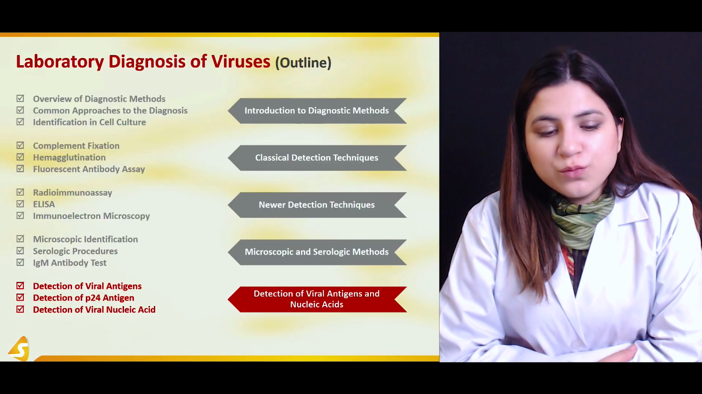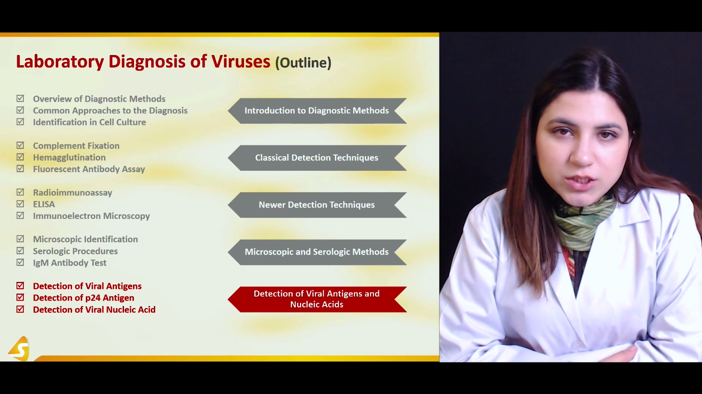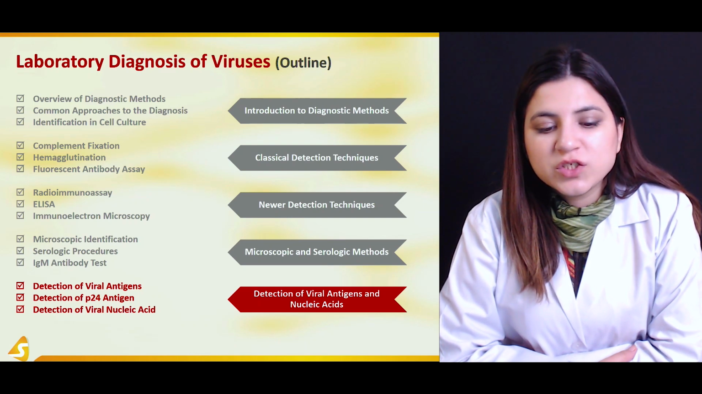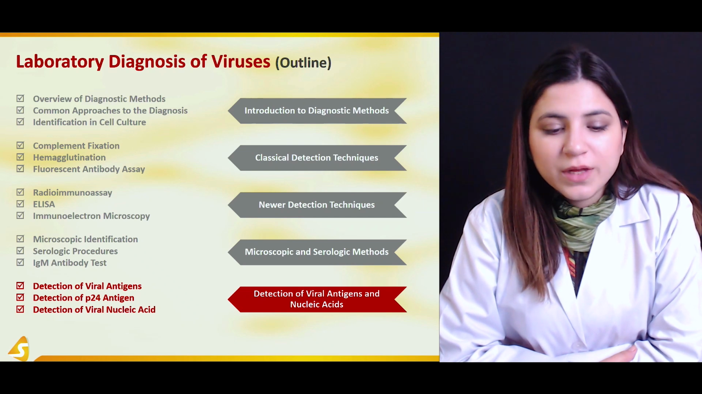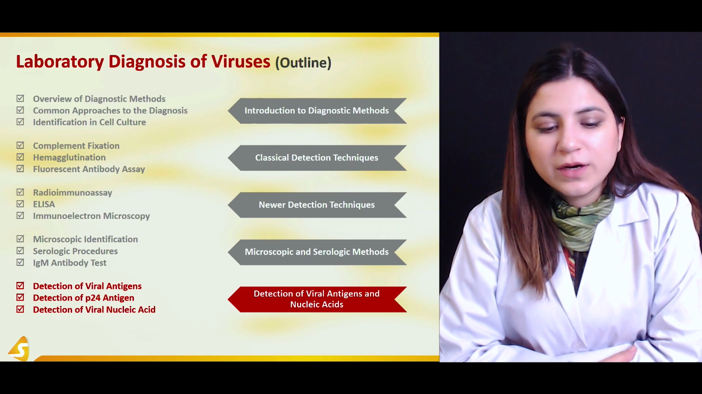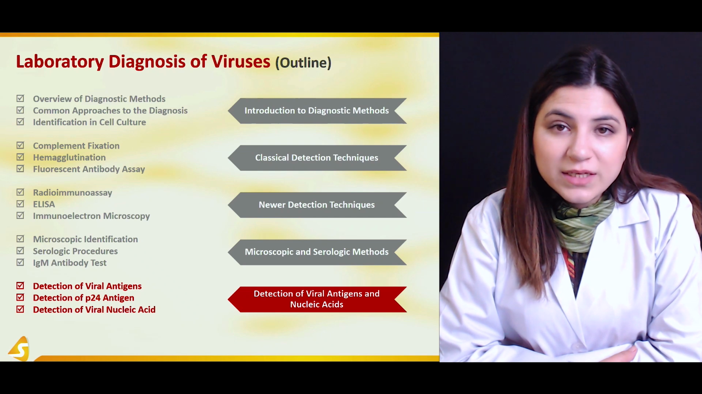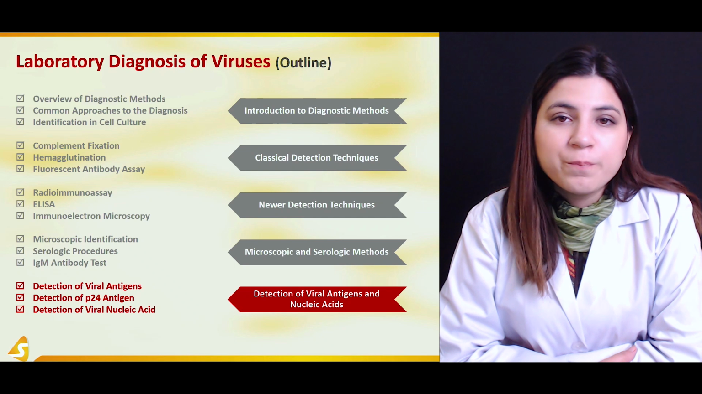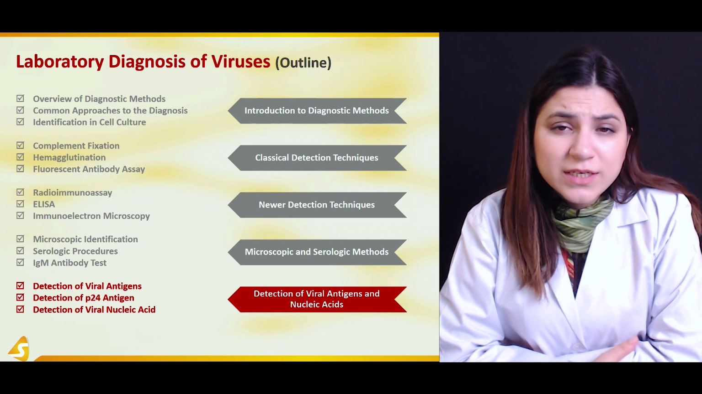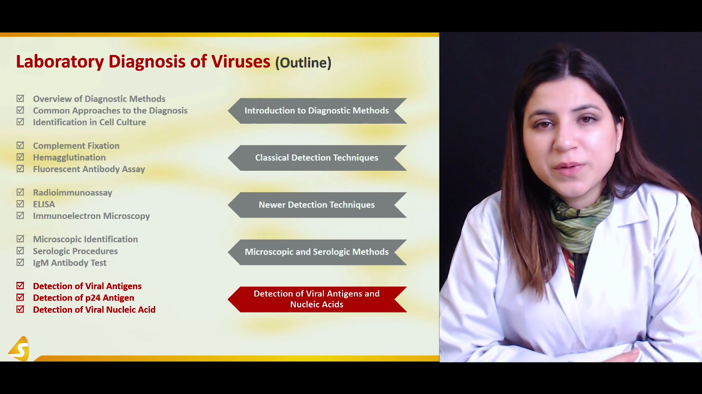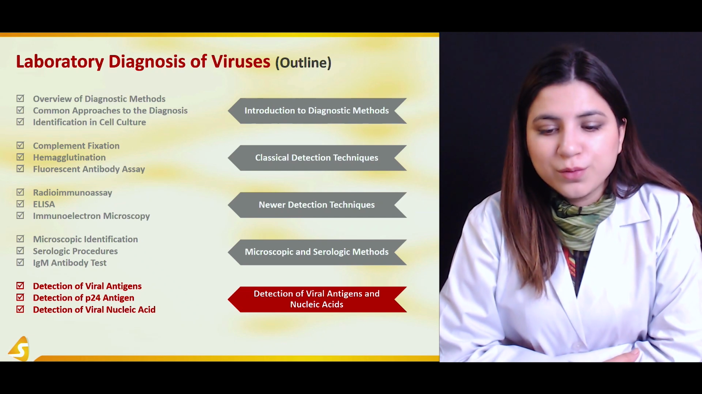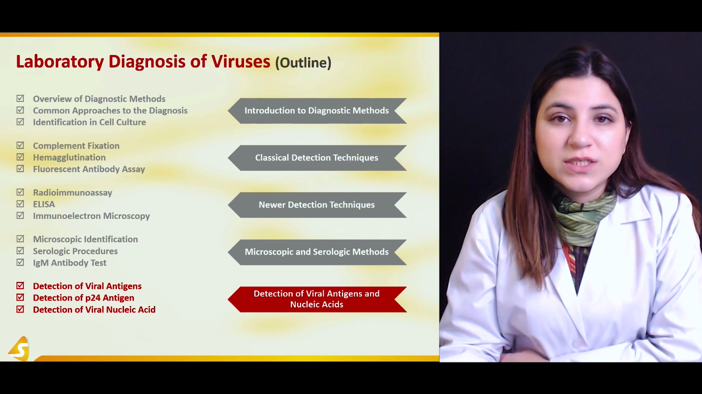So in this section, we covered the detection of viral antigens with the specific example of the detection of P24 antigen in case of HIV. And then we moved on to the detection of viral nucleic acid, and we saw how we can detect viral nucleic acid by using a complementary sequence of a DNA or RNA as a probe. That's all from this section.